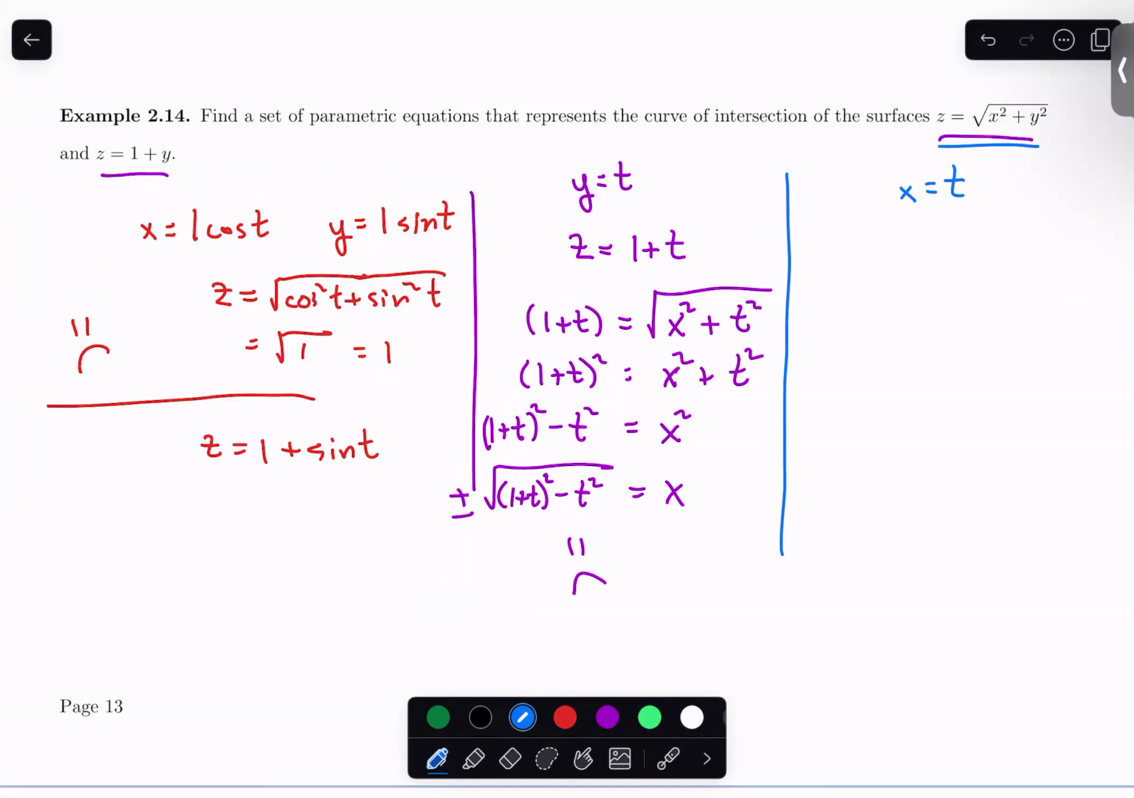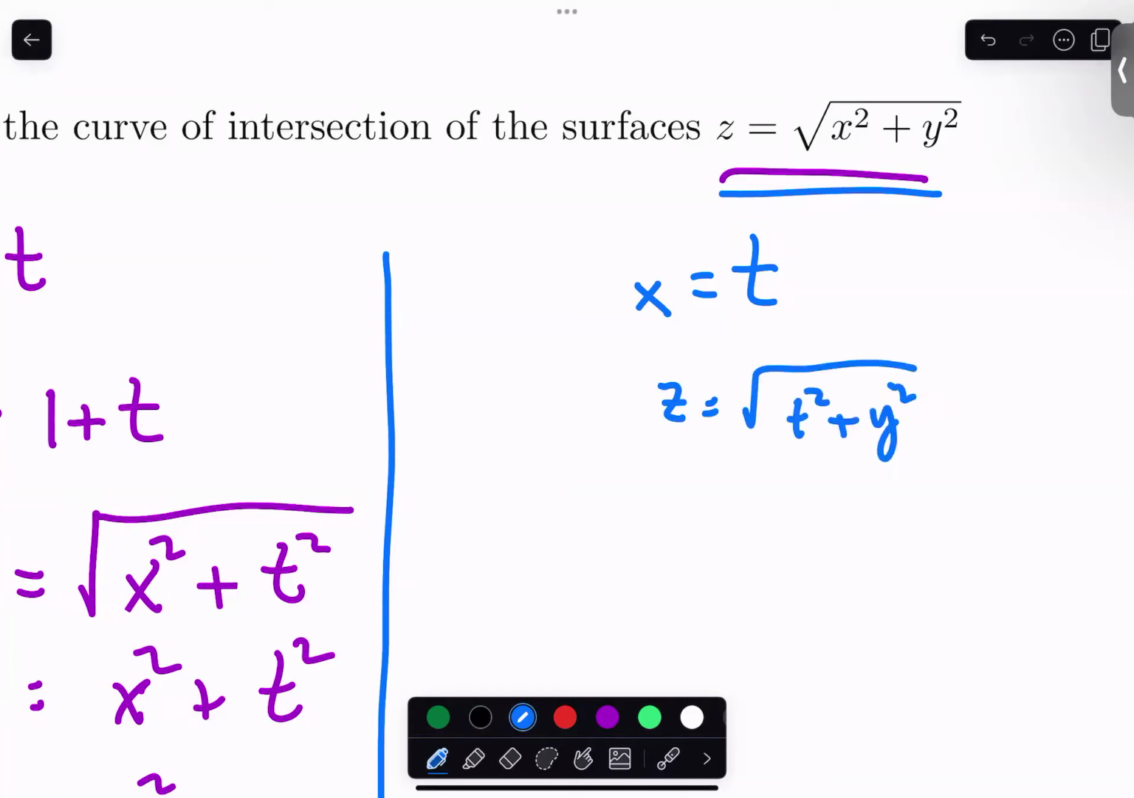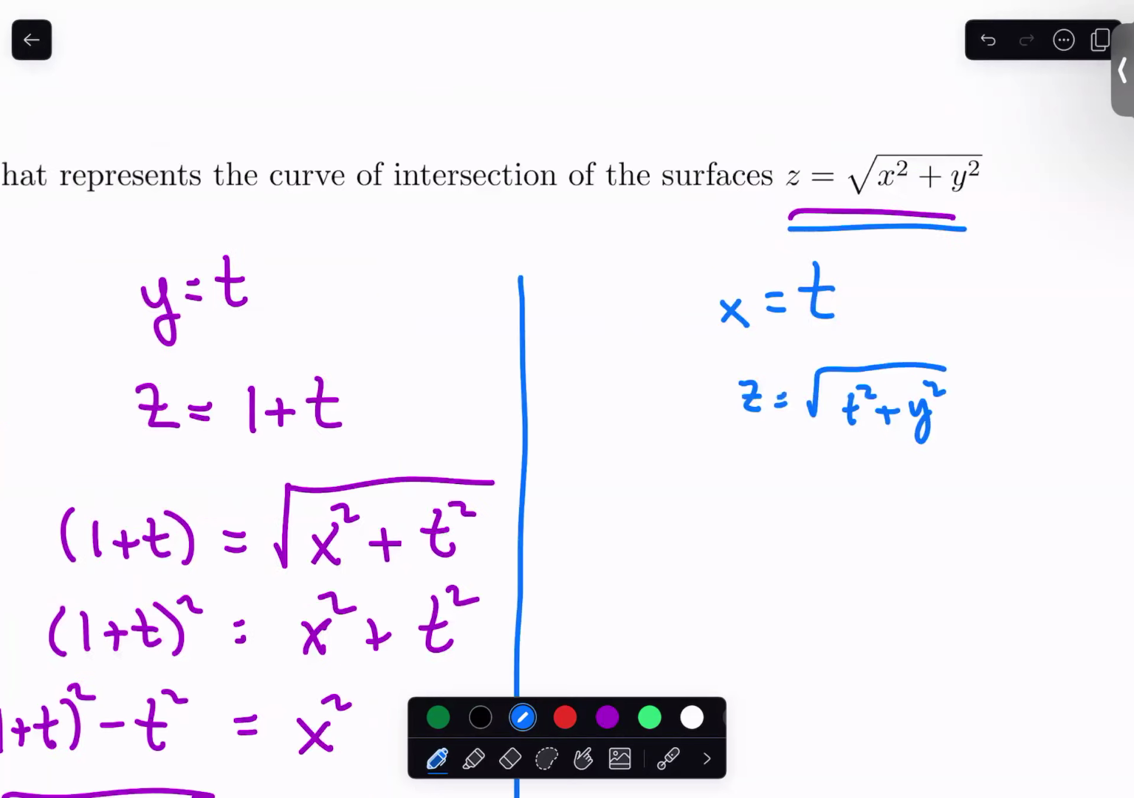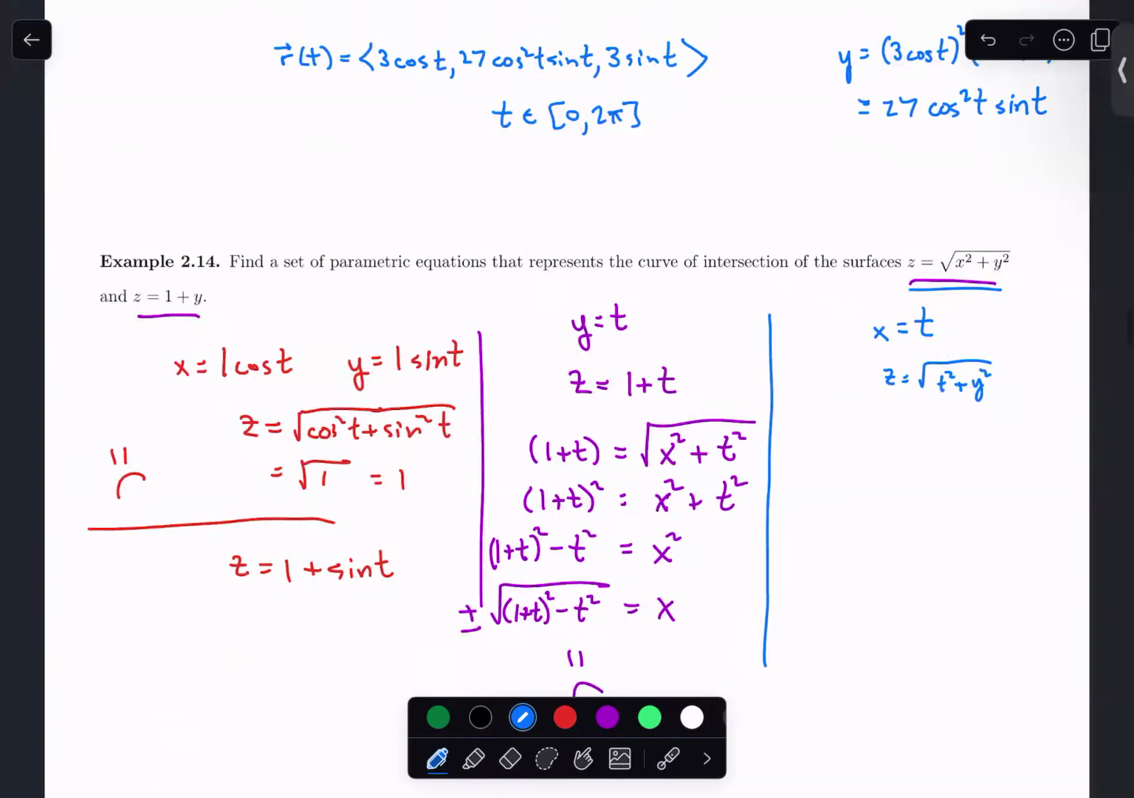So x equals t as our starting point, and let's try to see if we can solve for these other things here. So if x is equal to t, we have Z is equal to the square root of t squared plus y squared. That one I can't solve, right? I have both z's and y's in it, so I'm going to need to use my other equation.